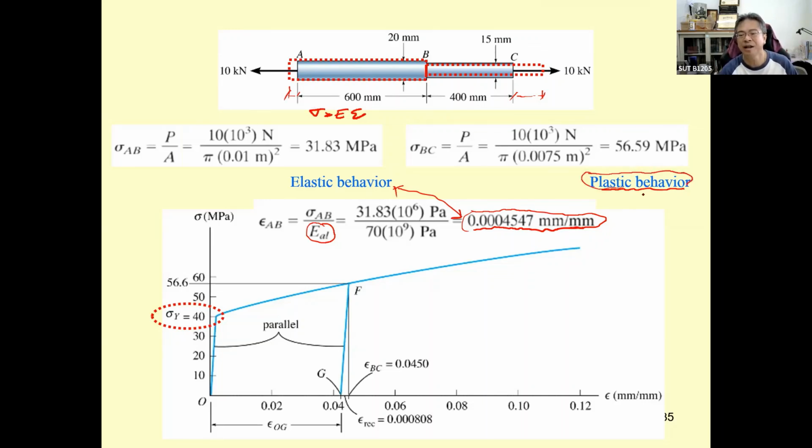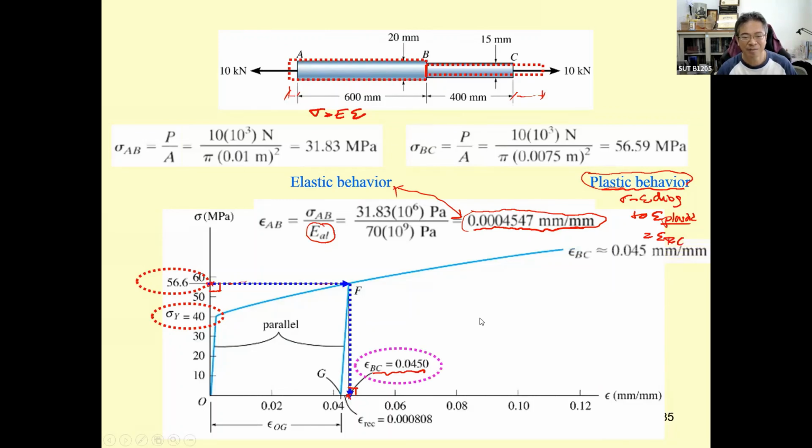We're going to use the stress-strain diagram to find the strain in the plastic region, or to find strain BC. So mark it at 56.0, then draw the horizontal line and the vertical line, and you determine it by proportion. You got this strain. It's going to be 0.045.